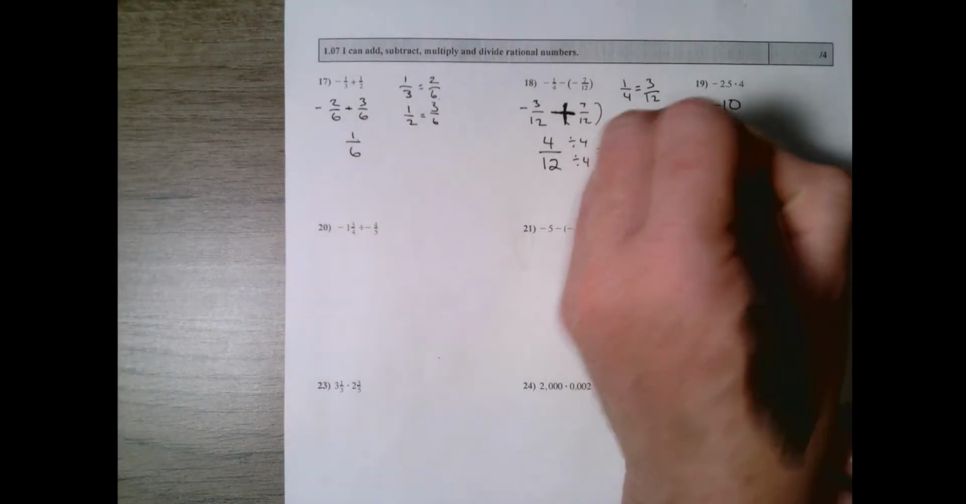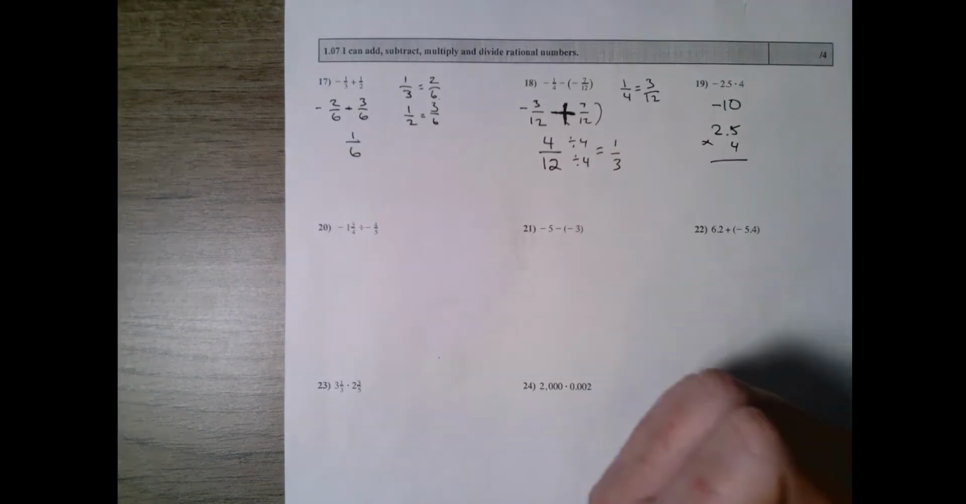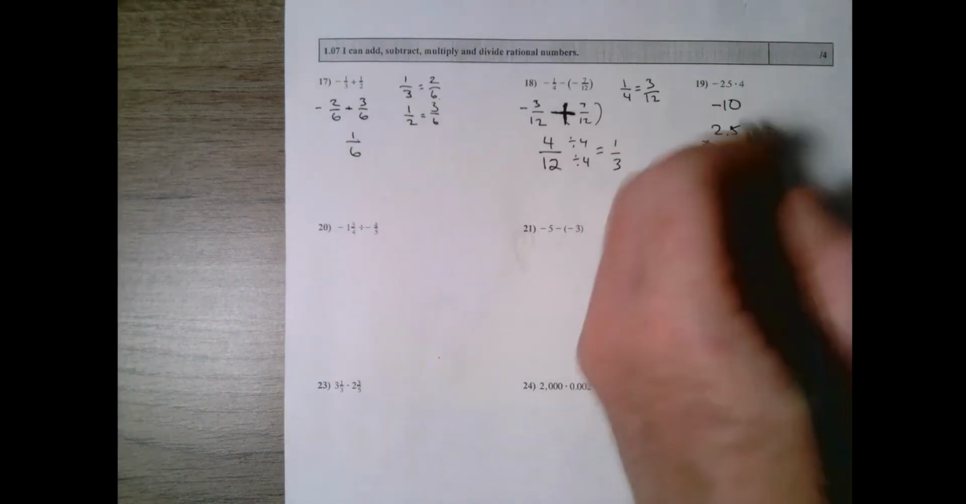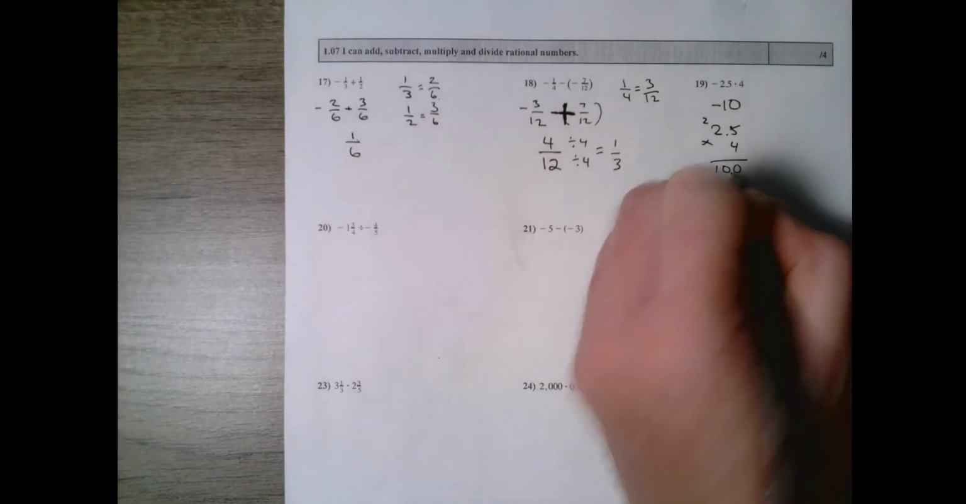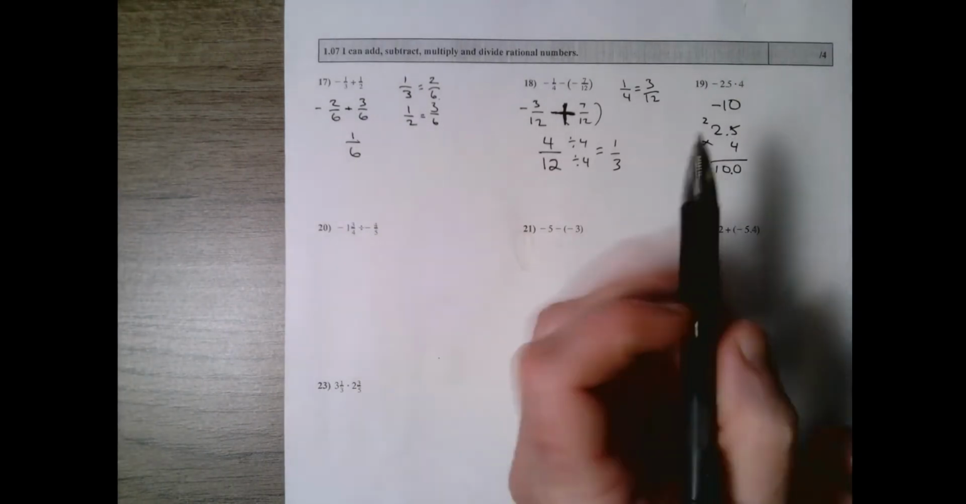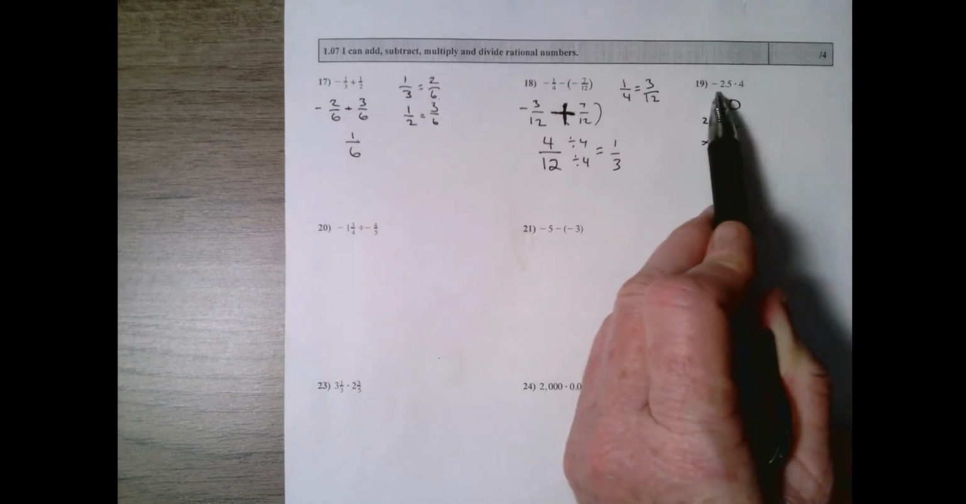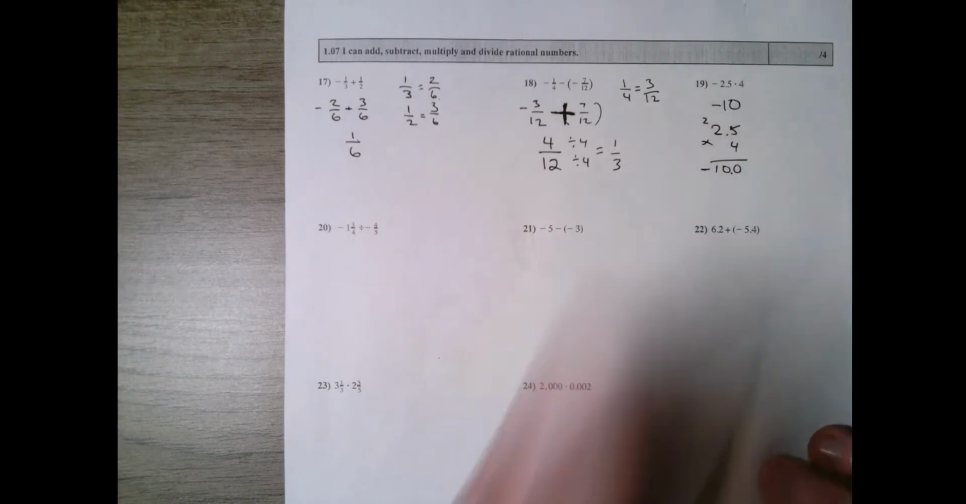Or if you want the standard algorithm, you could do that. 4 times 5 is 20. 4 times 2 is 8, 9, 10. And we need to put the decimal here because there was one decimal there. So I have 10.0. But we have to go back to the original and notice that it was a negative times a positive. So my answer is going to be negative.